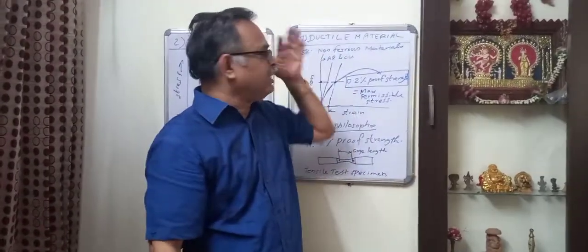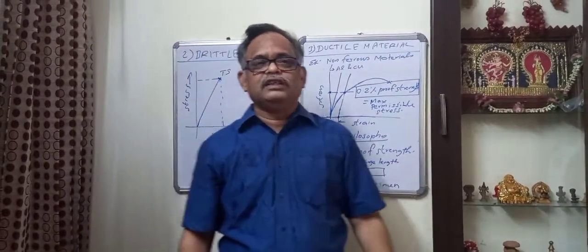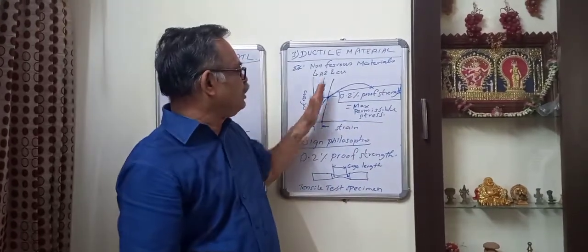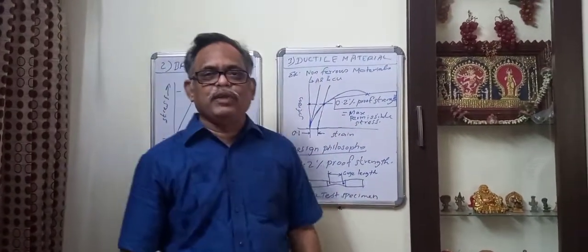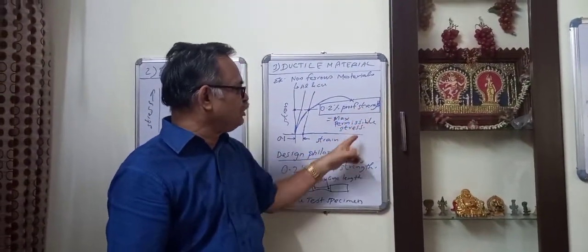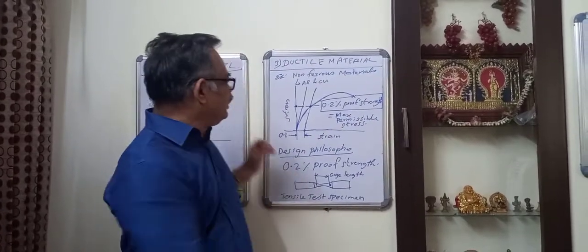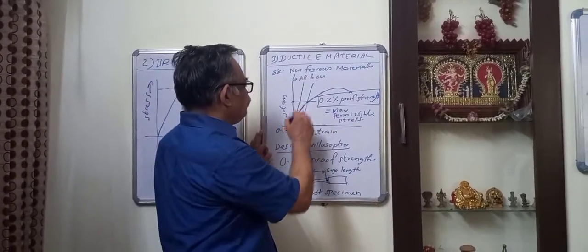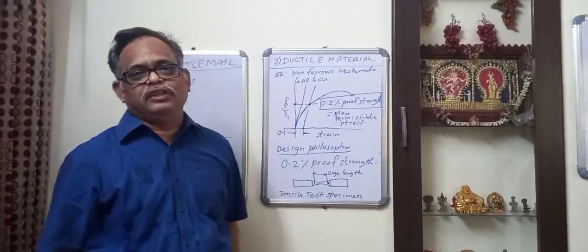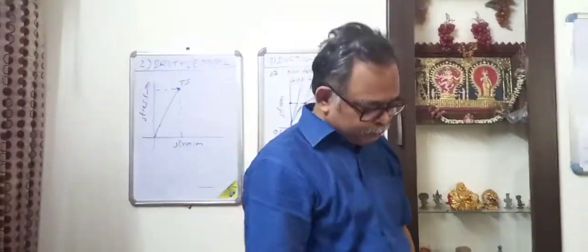And in the third case, for ductile material where there is no defined yield point like in mild steel, or it shows the characteristic of brittle nature, we have to go for 0.2% proof strength. Anything less than the 0.2% proof strength, we can take as the maximum permissible stress. So I have explained three cases in detail.